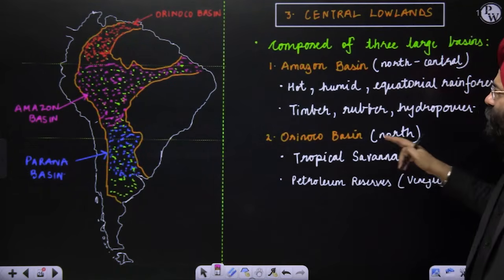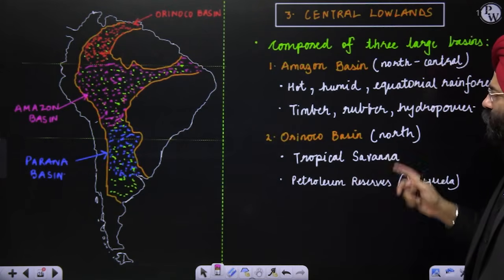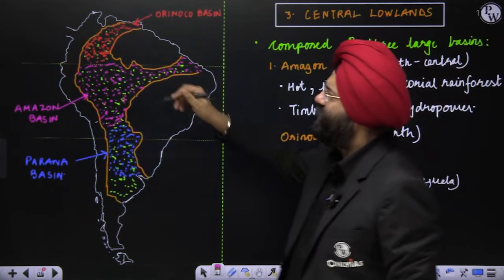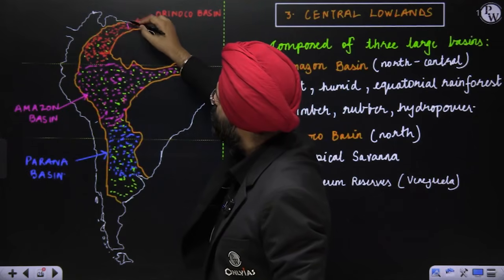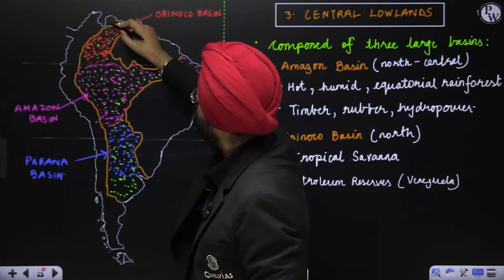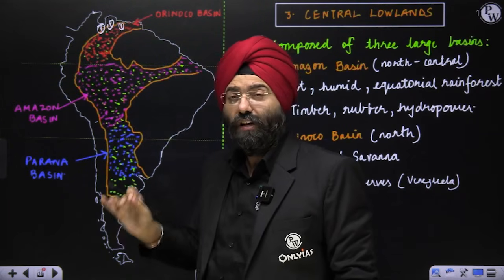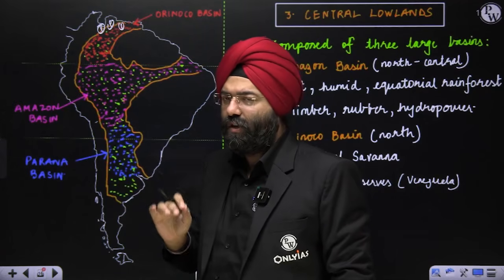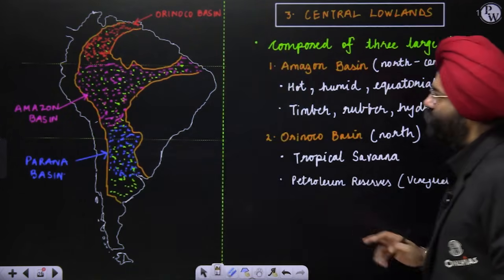Next comes the Orinoco Basin in the north. This is the Orinoco Basin. It is a tropical savanna. Over here, petroleum resources are found, particularly in these regions. I'll be showing you the minerals over here. If I mark it, possibly you can see petroleum. These are the petroleum resources that are found over here. Very, very important, particularly for the country of Venezuela, right? So, over here, petroleum extraction is done.